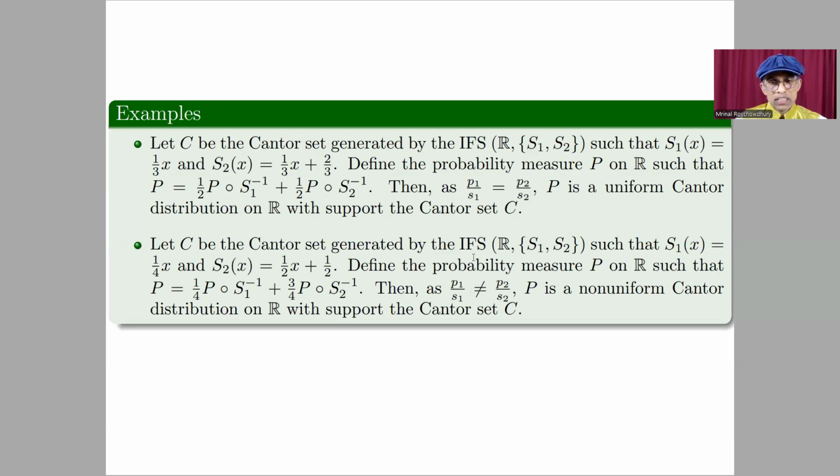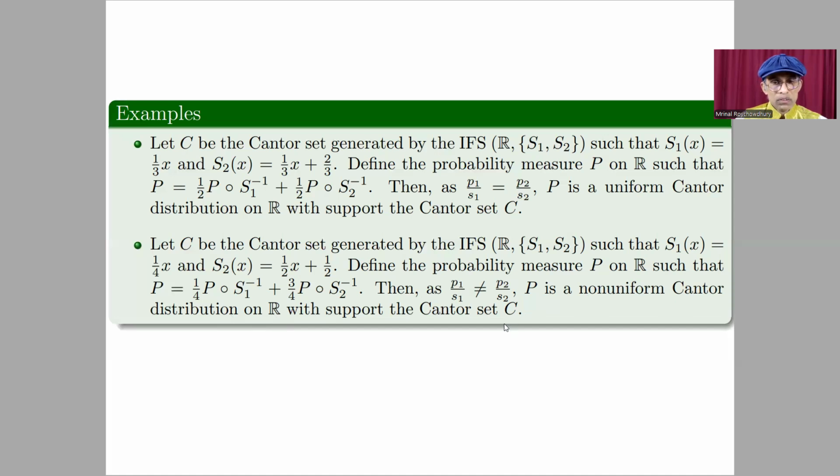Let C be the Cantor set generated by the IFS such that S1(x) = (1/4)x and S2(x) = (1/2)x + 1/2. Notice that here the similarity ratios are 1/4 and 1/2. So in this case, C is a non-homogeneous Cantor set. Now define the probability measure P on R such that P equals this. So here you get s1 is 1/4, s2 is 1/2, p1 is 1/4, and p2 is 3/4. Then notice that p1/s1 is not equal to p2/s2. Therefore, here P is a non-uniform Cantor distribution on R, which has support the Cantor set C.